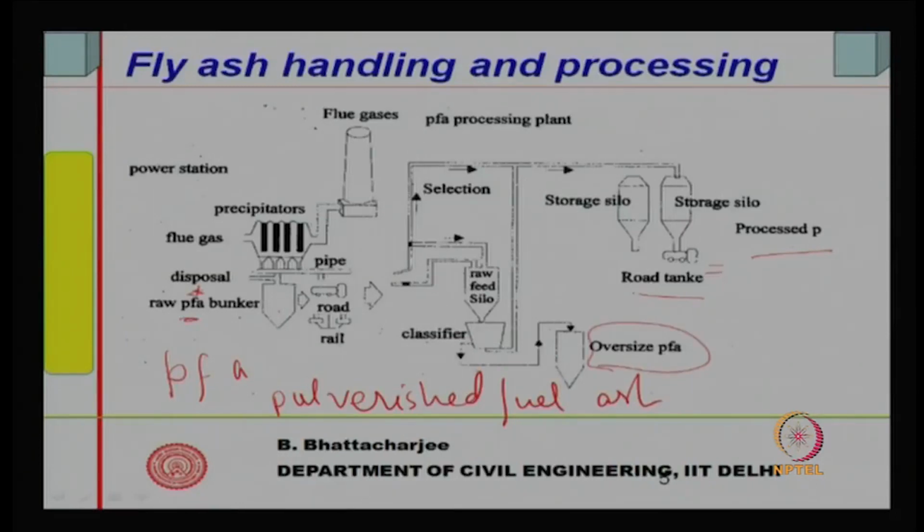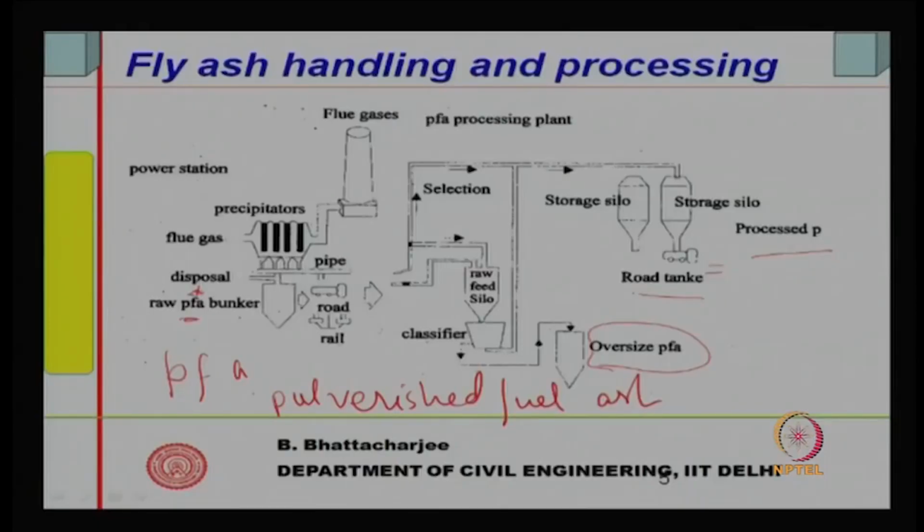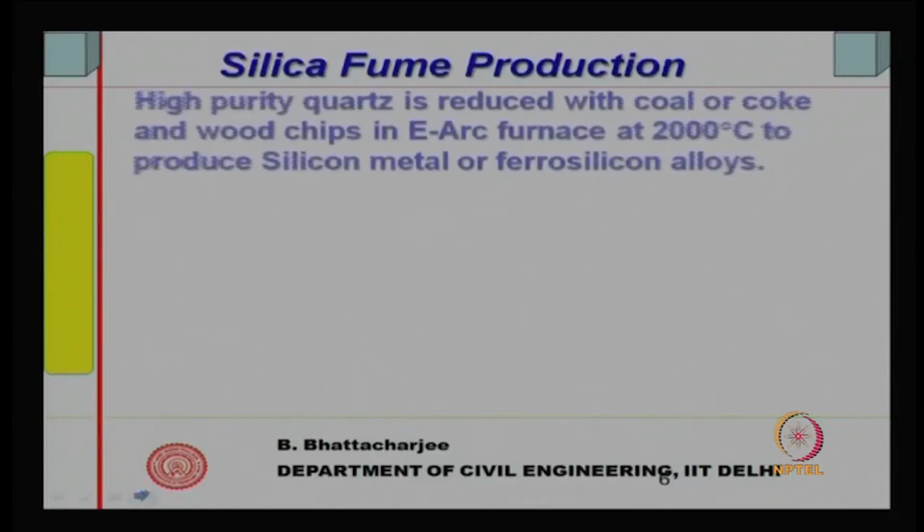So, you can process the fly ash somewhat. Whatever fly ash you get from the chimney electrostatic precipitators can be directly stored somewhere in silos, or passed to a classifier where the oversized ones are separated out, the fine ones are handled separately, stored possibly in a silo, and then of course transported by road or rail or whatever is required. So, this is how fly ash is produced and handled.